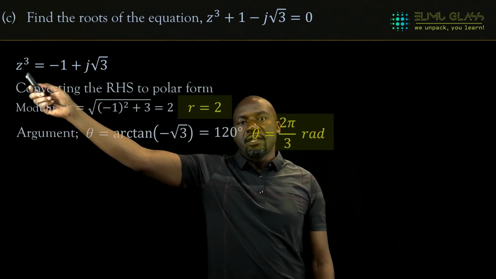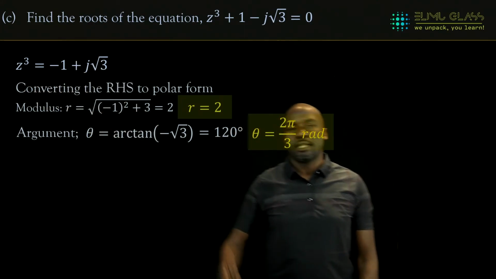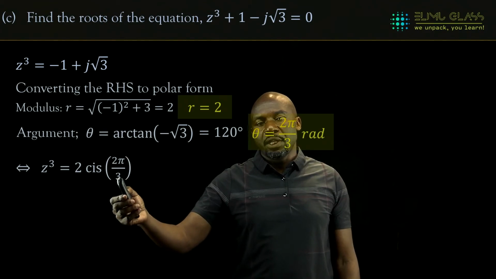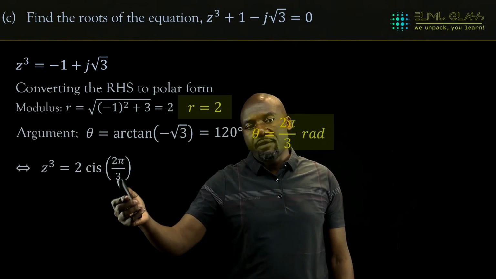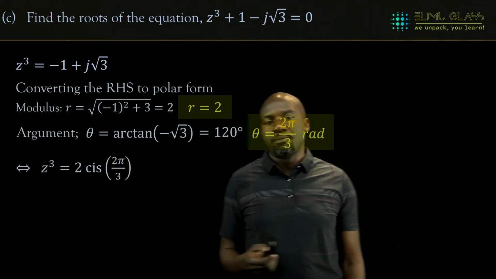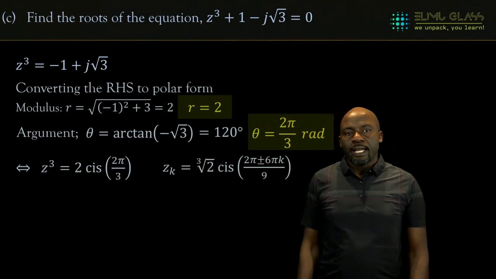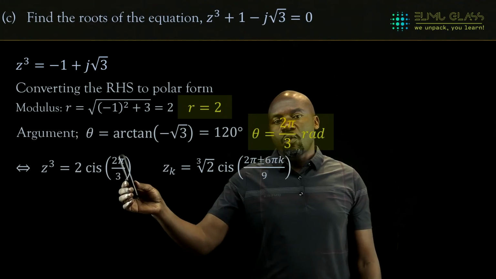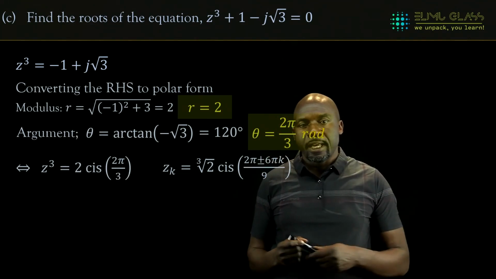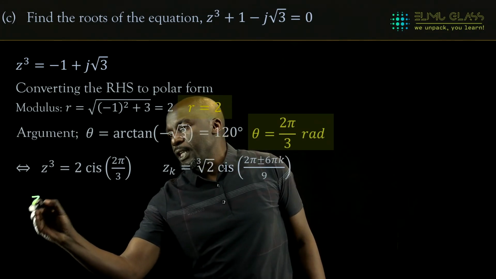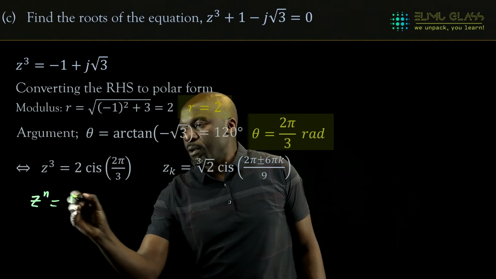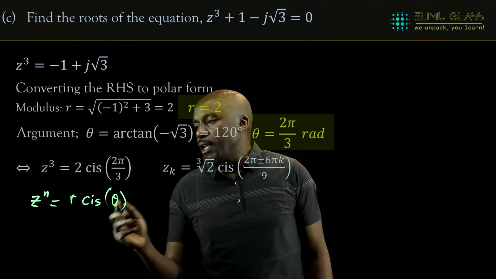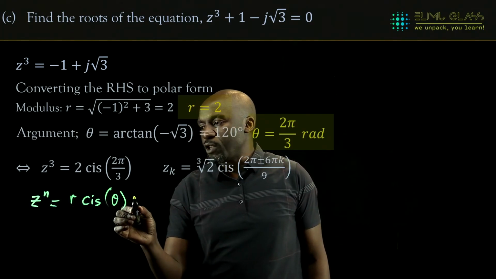I can now write my z cubed, instead of writing it like this, in polar form: z cubed is 2 cis of 2 pi over 3, cosine of 2 pi over 3 plus i sine 2 pi over 3. By de Moivre's theorem, if I find the root of this side, then I have to find the root of the other side. That is to say, if z to the power n is equal to r cis of theta, then if I find the root of this side, I have to find the root of that side.